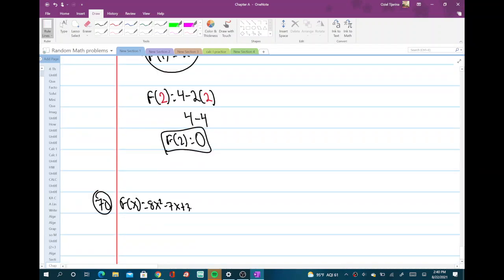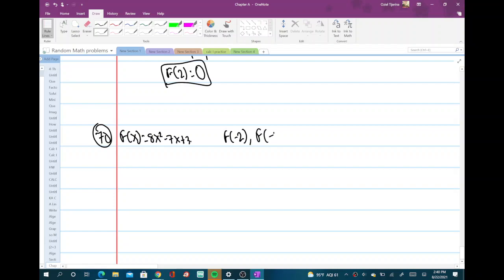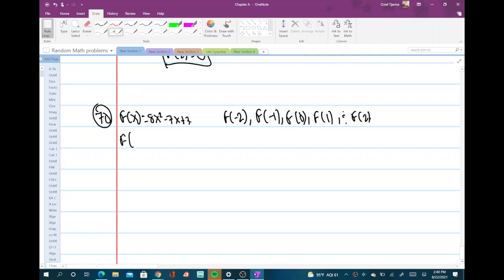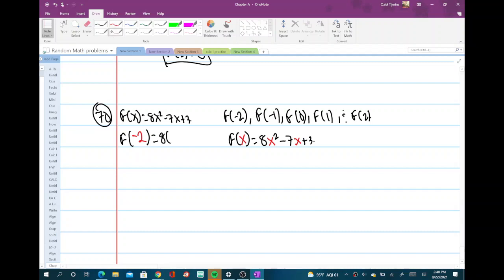Again, we're going to do f of negative 2, f of negative 1, f of 0, f of 1, and f of 2, right? So we're going to do f of negative 2. And again, you're going to use parentheses for every single part. If you guys want, I can write it this way: f of x equals 8x squared minus 7x plus 3, right? I can plug in negative 2 for x. So I have 8 times negative 2 squared minus 7 times negative 2 plus 3, right?